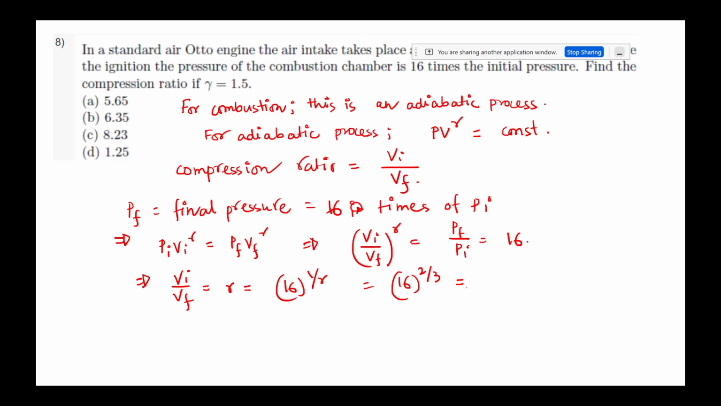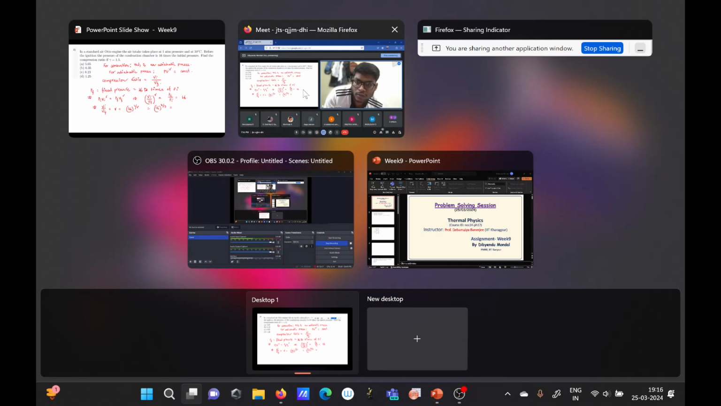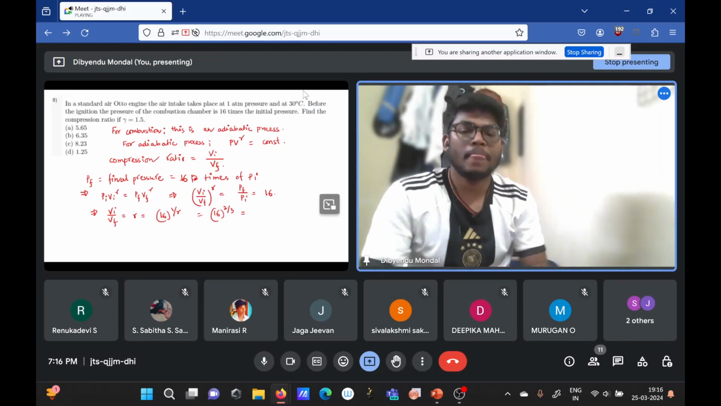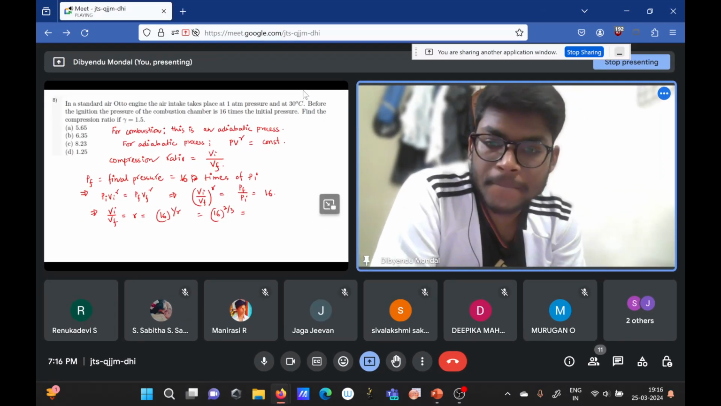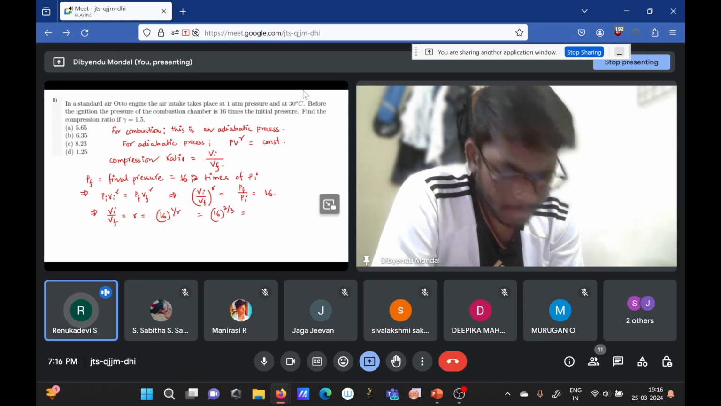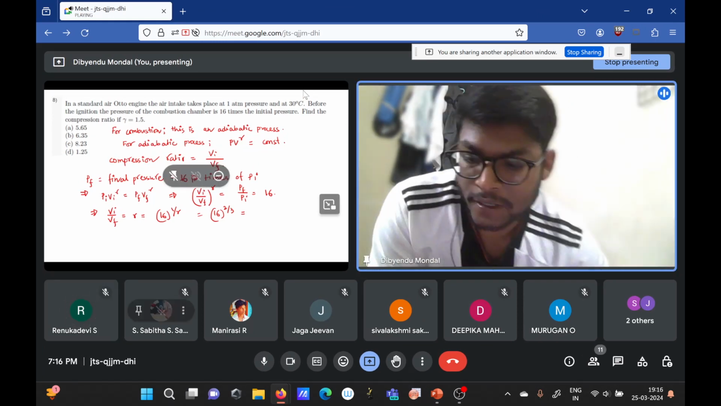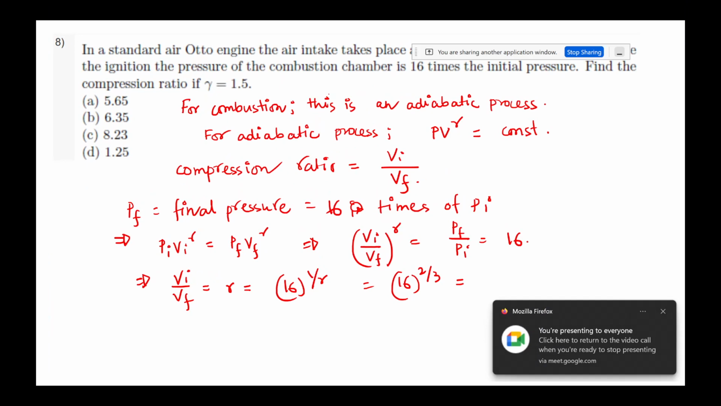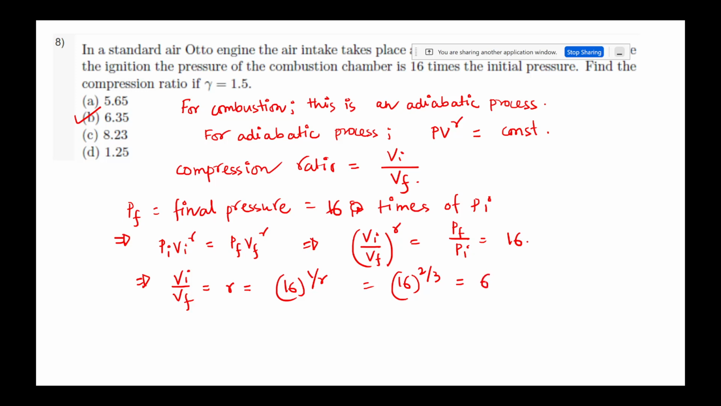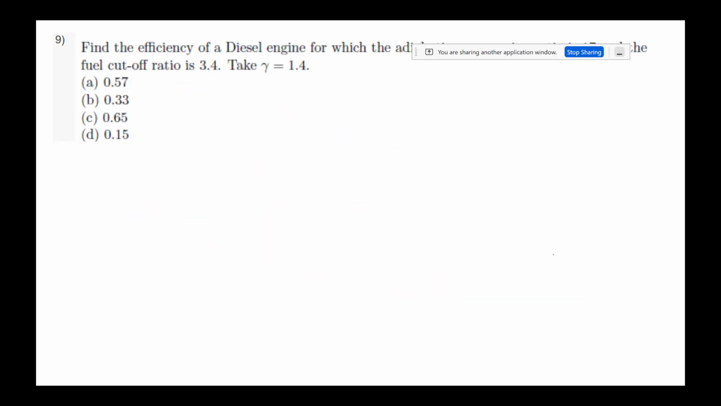Renuka, what is 16 to the power 2 by 3? Sir, 6.34. Great. I think option B, sir. Option B, yes, you're absolutely correct. So this is 6.34 something. So I'll give it as 6.35. Okay, so that's that. Let me go to the next problem.